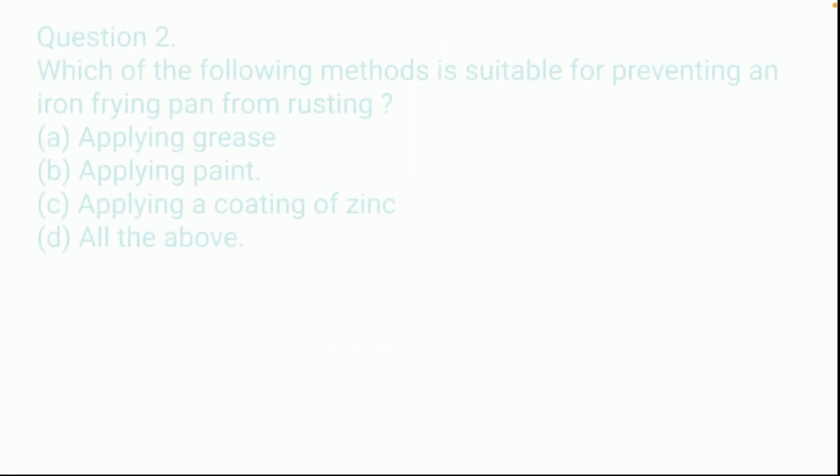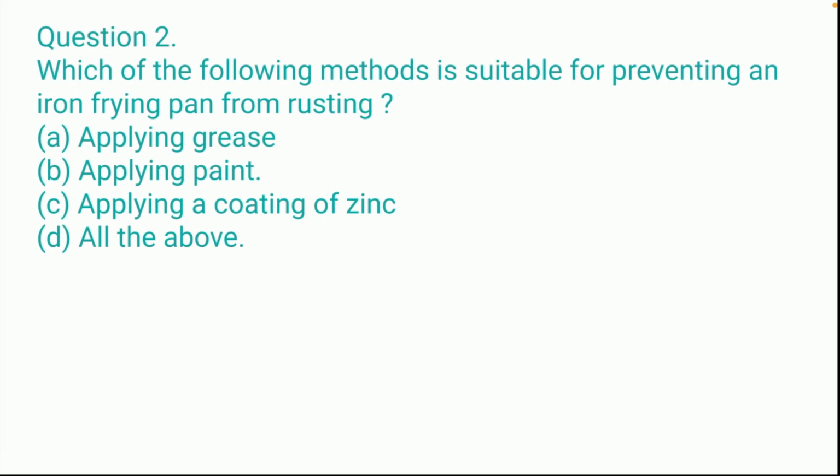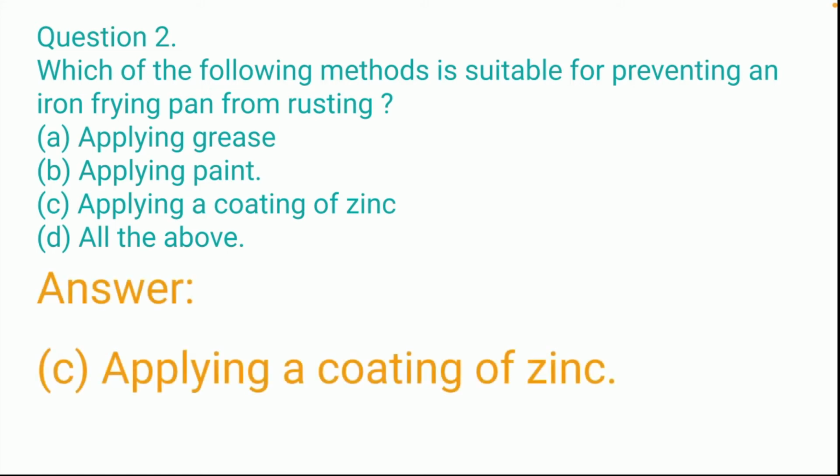Question number 2. Which of the following methods is suitable for preventing an iron frying pan from rusting? Options are applying grease, applying paint, applying a coating of zinc, all the above. And the answer is applying a coating of zinc. So in order to prevent the rusting of an iron frying pan, you may apply a coating of zinc.